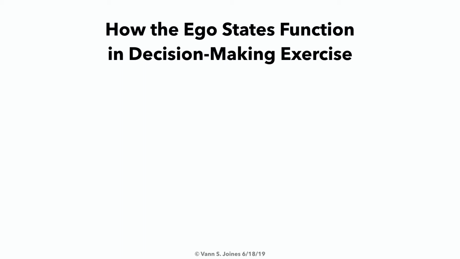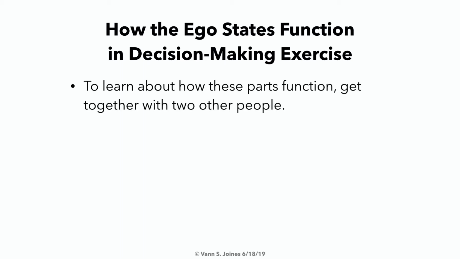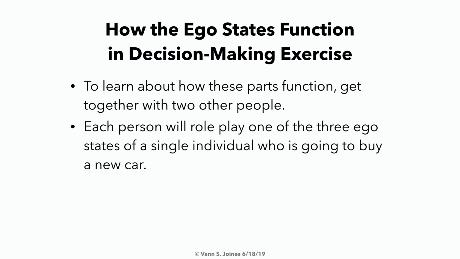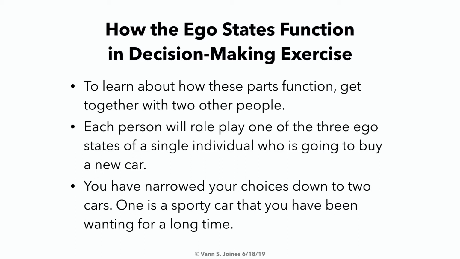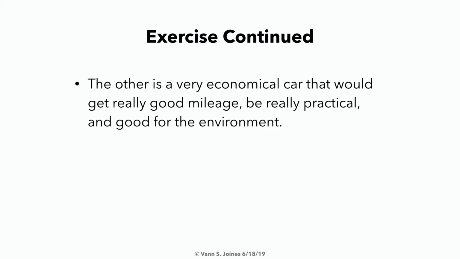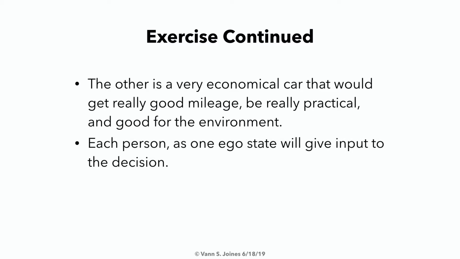So we want you to experience how these ego states function in decision making. In this exercise, each person will role play one of 3 ego states of a single individual who's going to buy a new car. You have narrowed your choices down to 2 cars. One is a sports car that you've been wanting for a long time. The other is a very economical car that would get really good gas mileage, be really practical, and good for the environment. I want each ego state to give input and together come to a decision about which car you're going to buy. So I want to just check out with a couple of groups here.